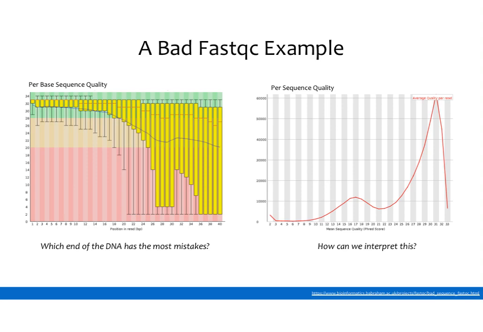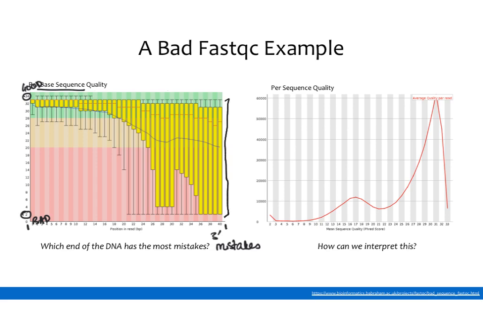So having looked at a good example, let's take a quick look at a bad FASTQ example. Here we're looking at per base sequence quality, like we just did, and we have all of our bases going from the 5' end to the 3' end. You can see that at the 3' end, we have a lot of bars that are extending all the way down to 2. So 2 is a bad quality score, 34 is a good quality score. What we're seeing here is that at the 3' end, we have a lot of mistakes. There is very low confidence in the quality of this sequencing.